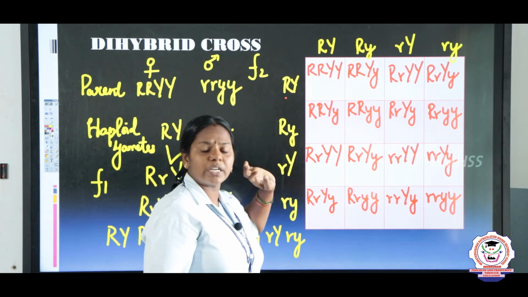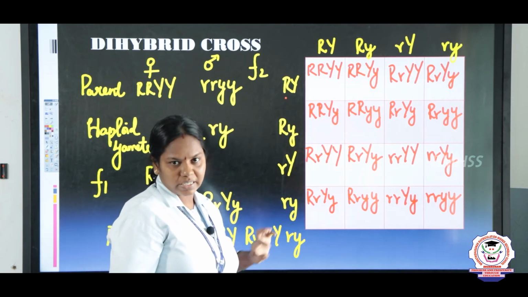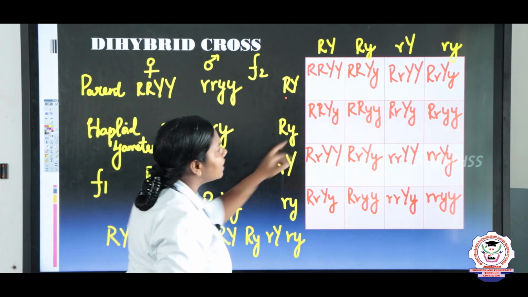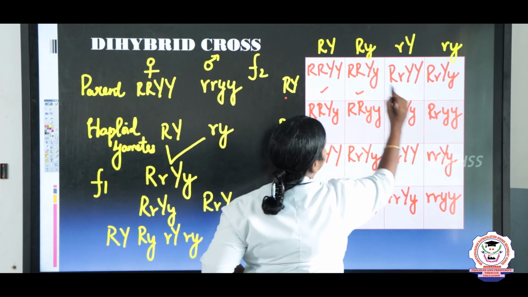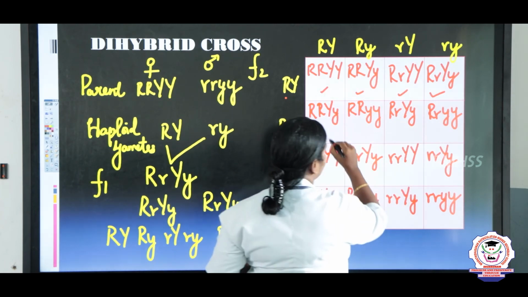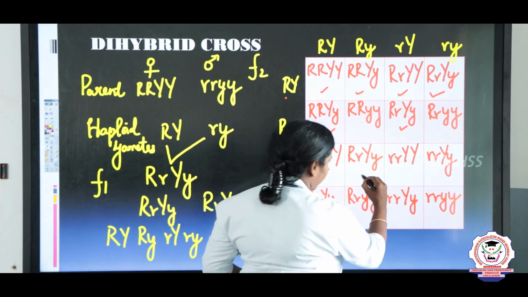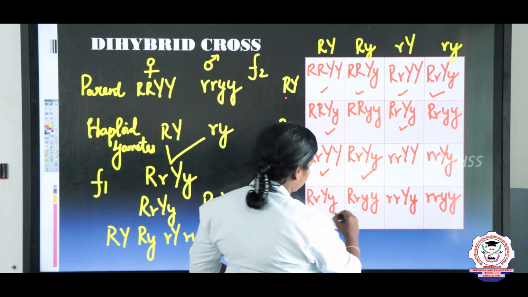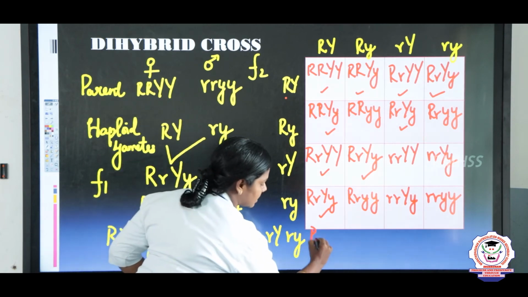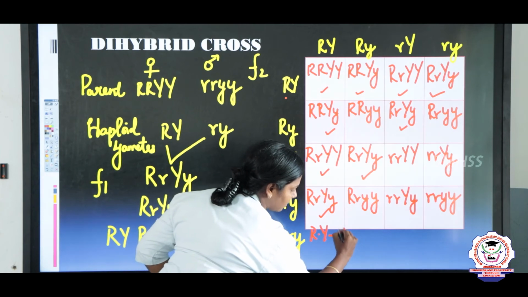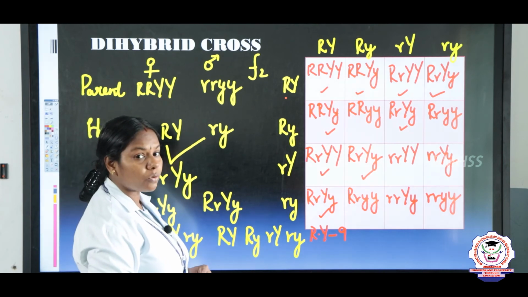So just now we are going to calculate how many round yellow seeds and how many round wrinkled seeds, right? So first one, round yellow seeds. How many are round yellow? 1, 2, 3, 4, 5, 6, 7, 8 and 9. Yes. How many round yellow seeds? The ratio is, we can see 9. Round yellow is 9.